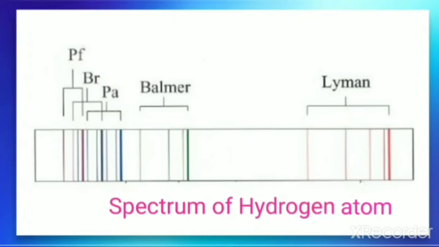The spectrum of hydrogen consists of a large number of lines appearing in different regions of wavelength. We can say that there are series of lines. Some of the lines are present in the visible region, some in the ultraviolet region, and some in the infrared region. These series are named after the people who gave the details: the Lyman series, Balmer series, Paschen series, Brackett series, and Pfund series.